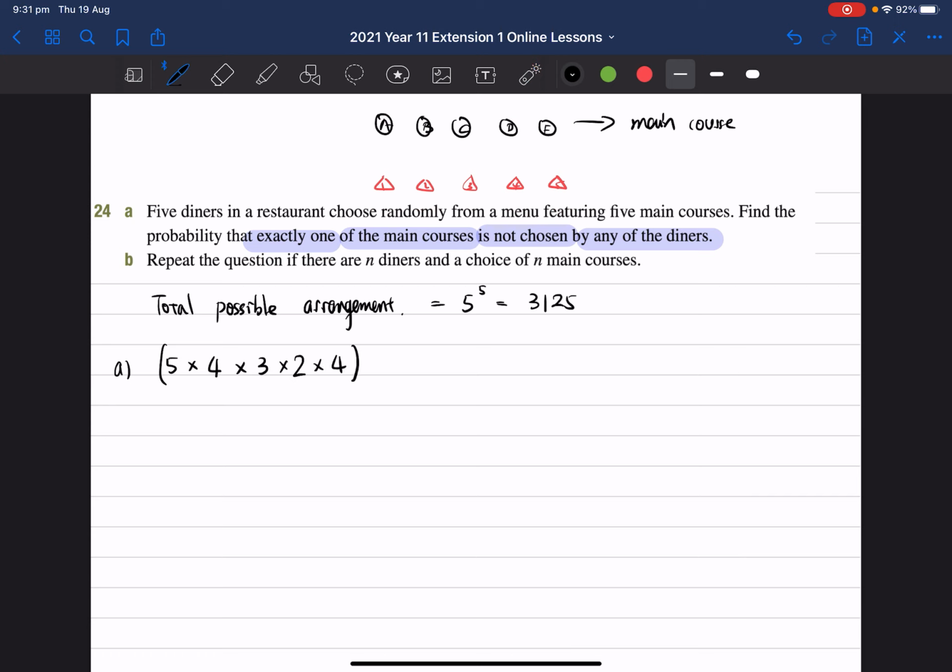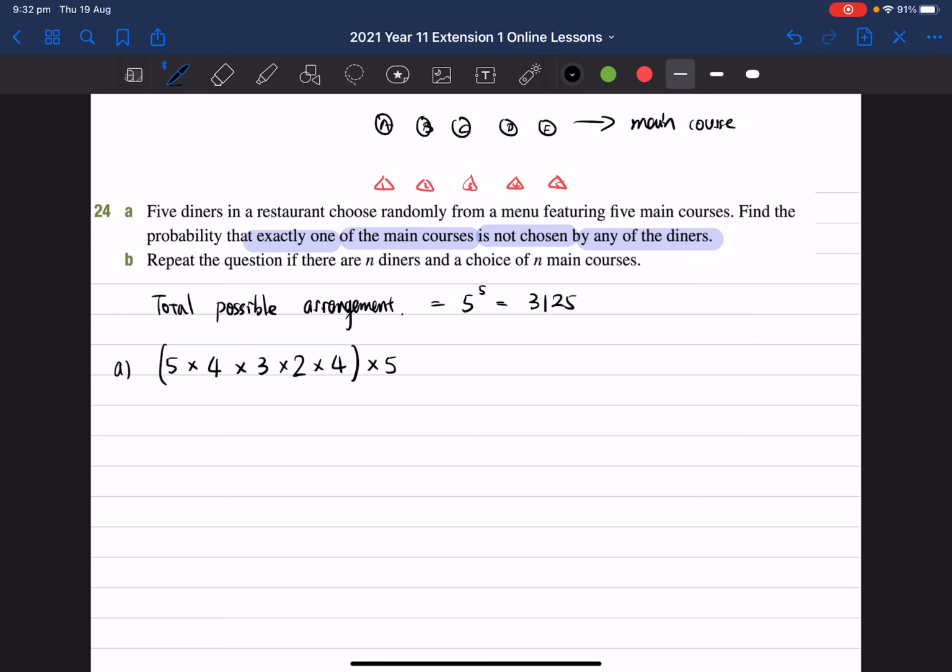Now if you look at this, this is the number of arrangements when dish E is not chosen. But we can actually repeat that for every dish. So if we repeat that for every dish, we times by 5. We can have dish D not chosen, we can have main course C not chosen. So we times by 5.